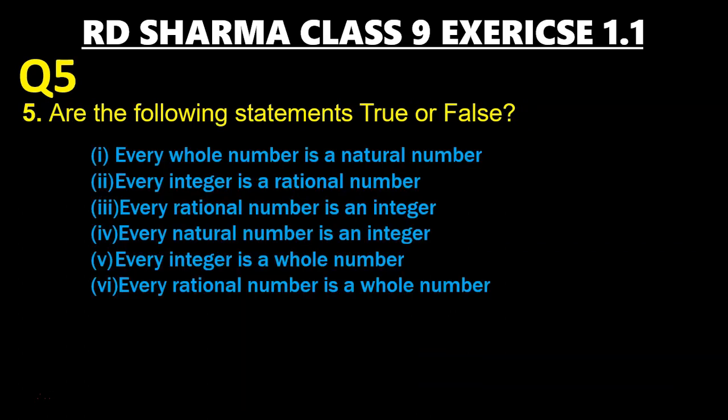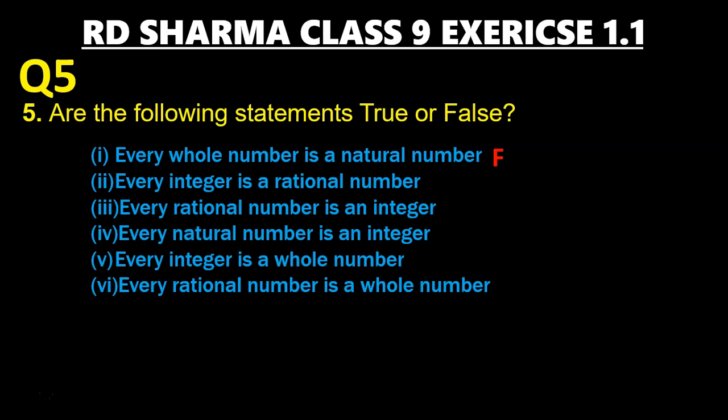Lastly, question number 5. Are the following statements true or false? First, every whole number is a natural number. That is false, because whole numbers are from 0 to infinity, whereas natural numbers do not start from 0. It's only 1 to infinity. So because 0 is not a natural number, that's why the statement is false, because it says every whole number.